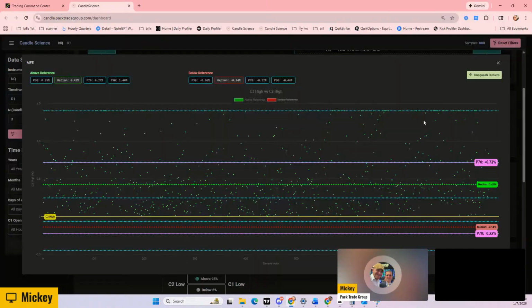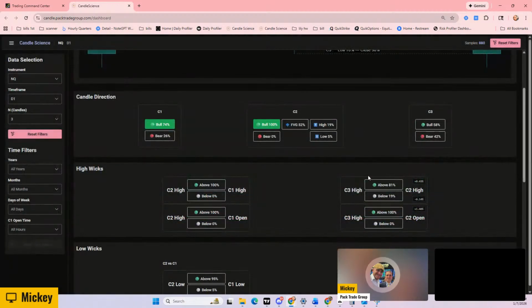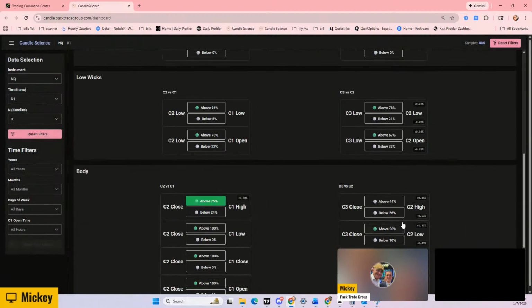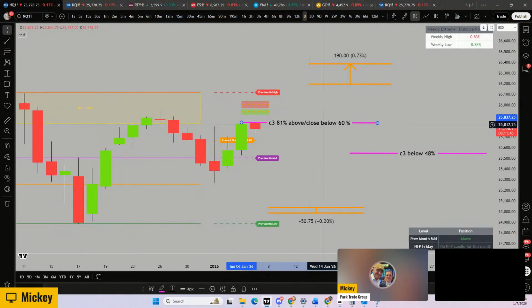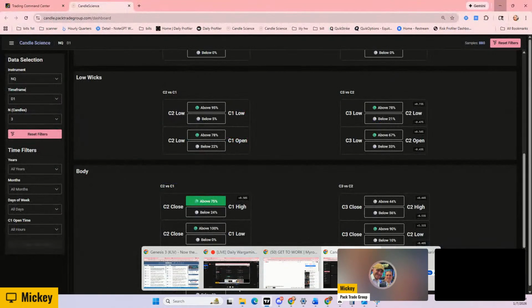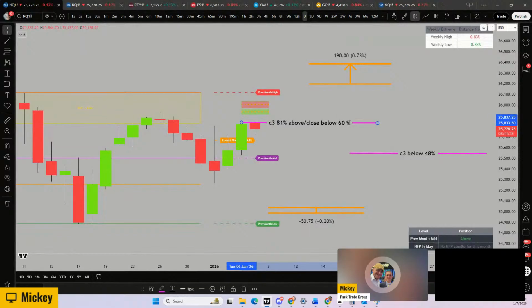So now we're going to figure out what's the probability of us closing. There's only a 44% probability of us closing above previous day high. So that means there is a 56% probability of closing below previous day high and a 44% probability of closing above it. Now what we want to do is see what the probability of us closing below previous day settlement is.